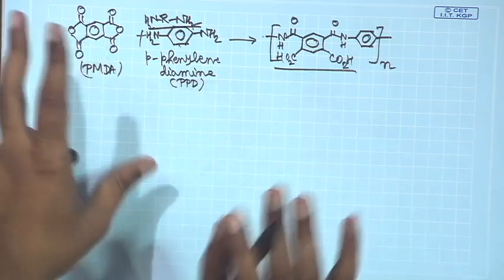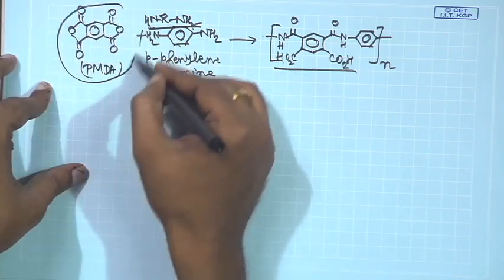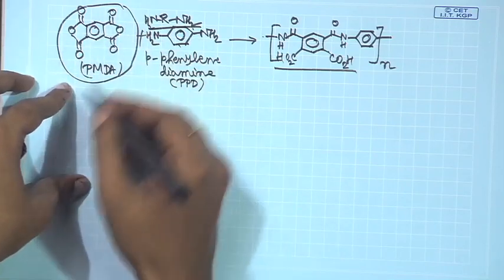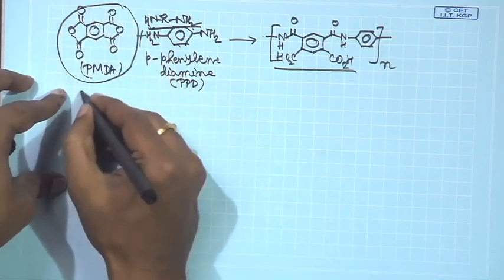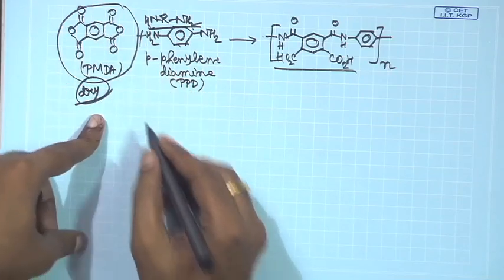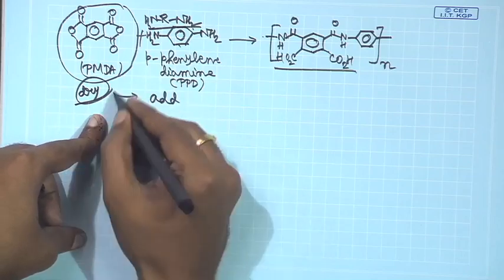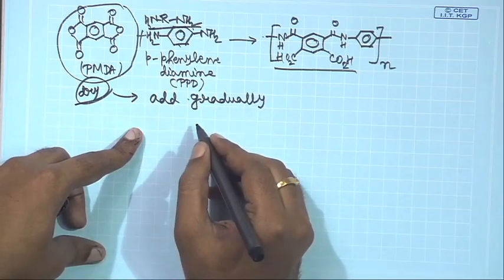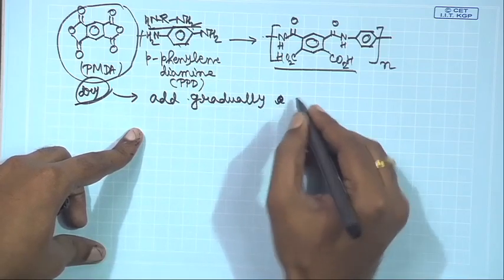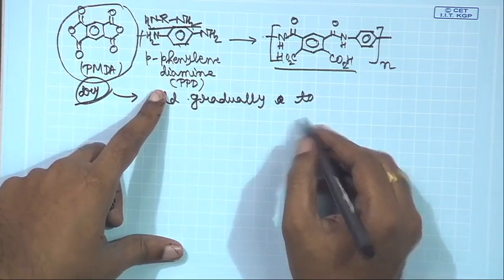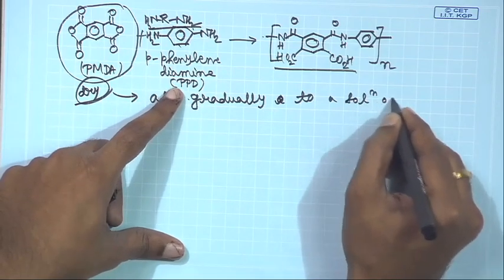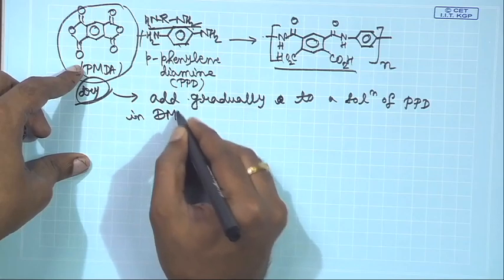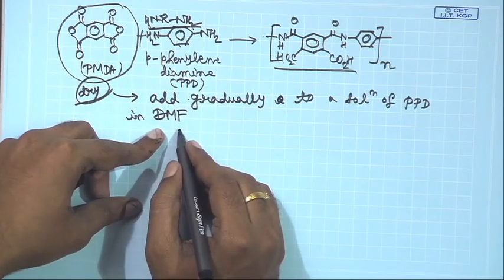So, in order to accomplish this reaction, what do you do? You take solid powder of pyromellitic dianhydride, high purity, dry pyromellitic dianhydride, and you add the solid powder gradually to a solution of paraphenylene diamine, PPD, in DMF, dimethyl formamide. Already we had shown the structure of dimethyl formamide.